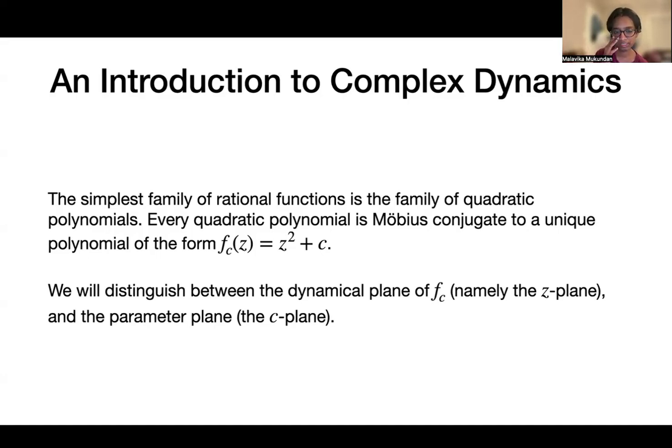So for this polynomial f sub c, there is a unique critical point on the complex plane, which is at 0, and the unique critical value is the point c. And infinity is, of course, also a critical point, a fixed critical point. I said that we care about different inputs and outputs. So in particular, we will distinguish between the dynamical plane of f sub c, that's the z plane, the space of inputs, and the parameter plane of f sub c, which is the space of functions f sub c where c varies. So this is the c plane, the complex plane.